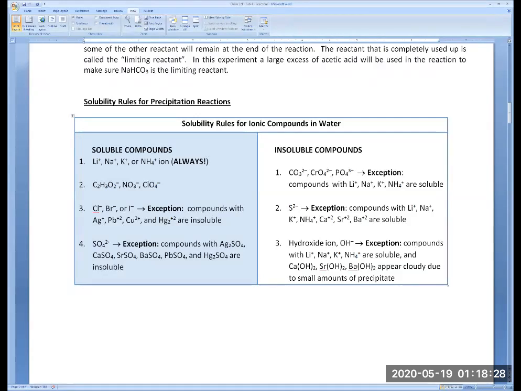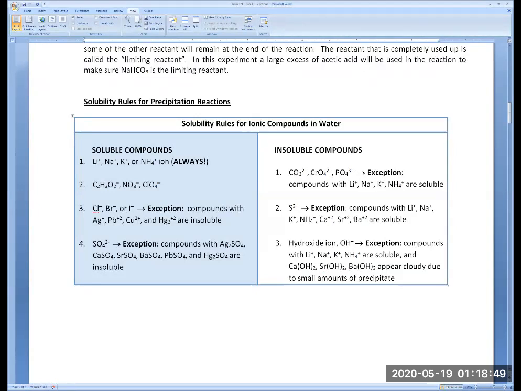When you have a soluble compound, the physical state that you will put in parentheses will be AQ. It means it's soluble in water. Typically, we're dealing with water as the solvent. So we say AQ for soluble in water. It's forming an aqueous solution.